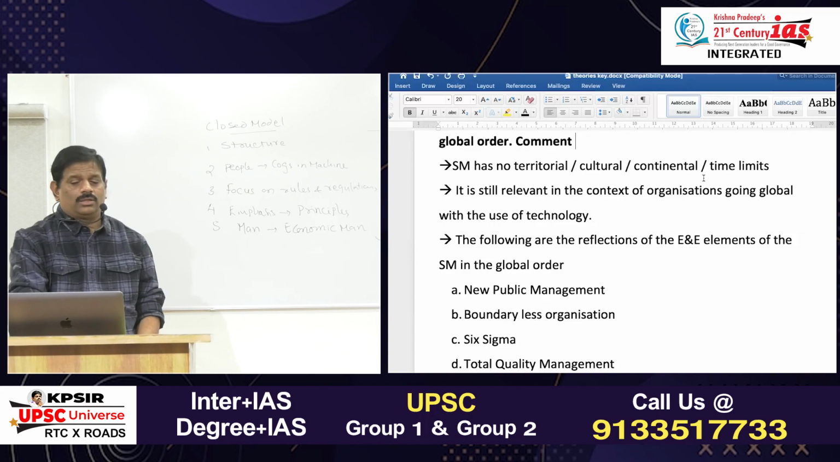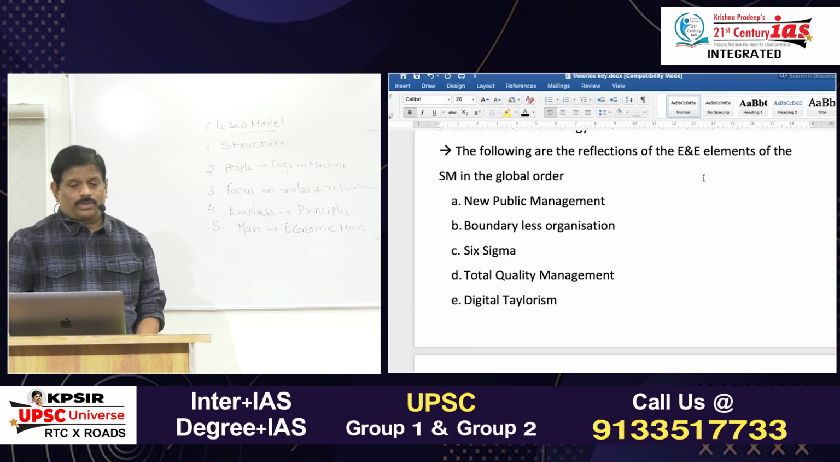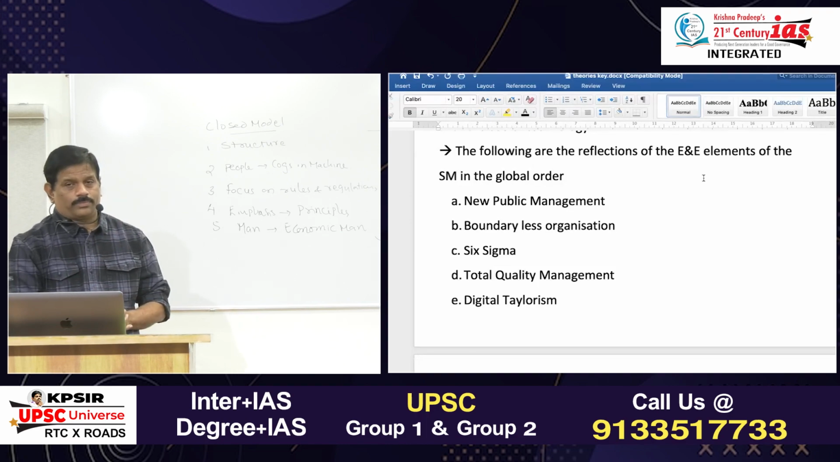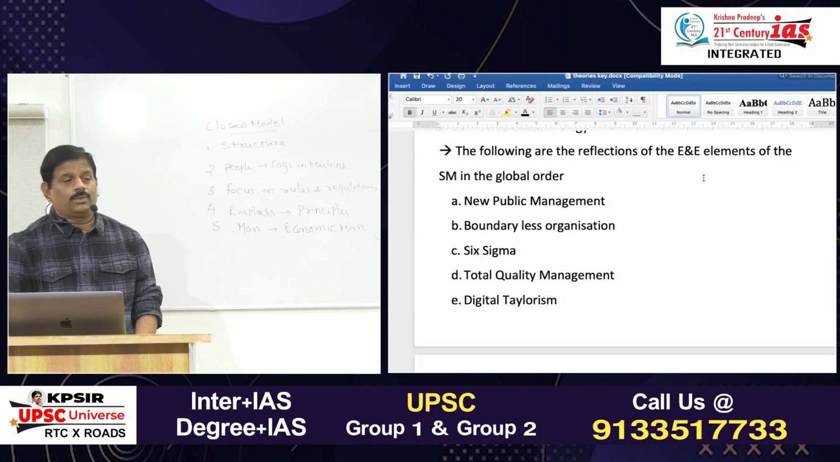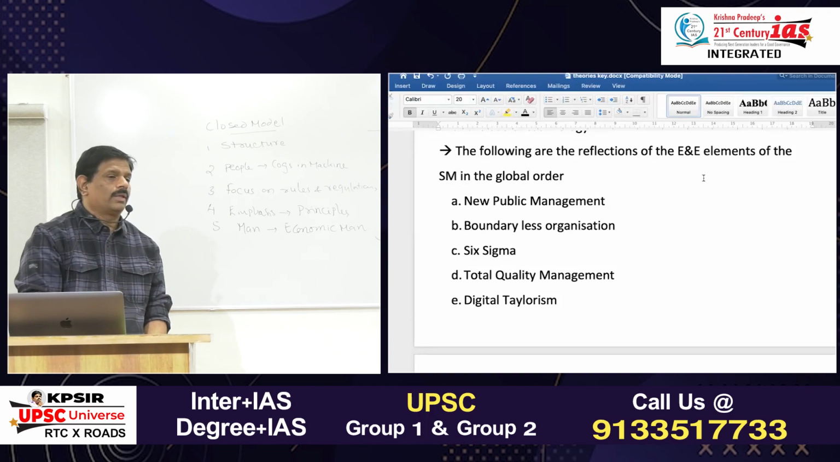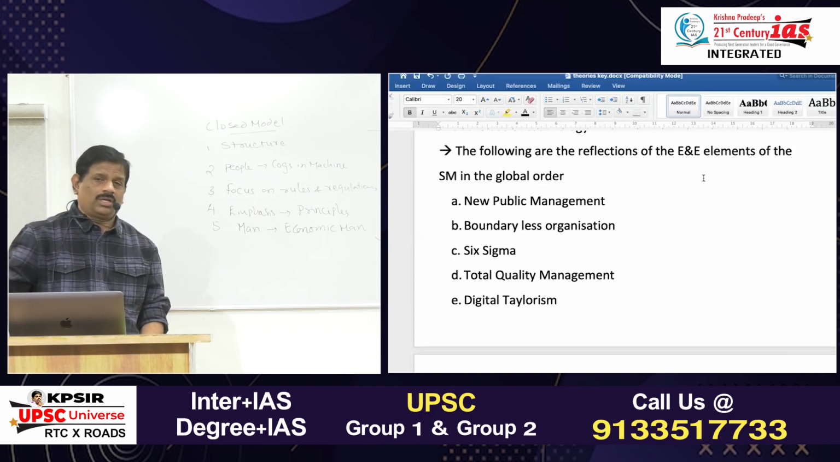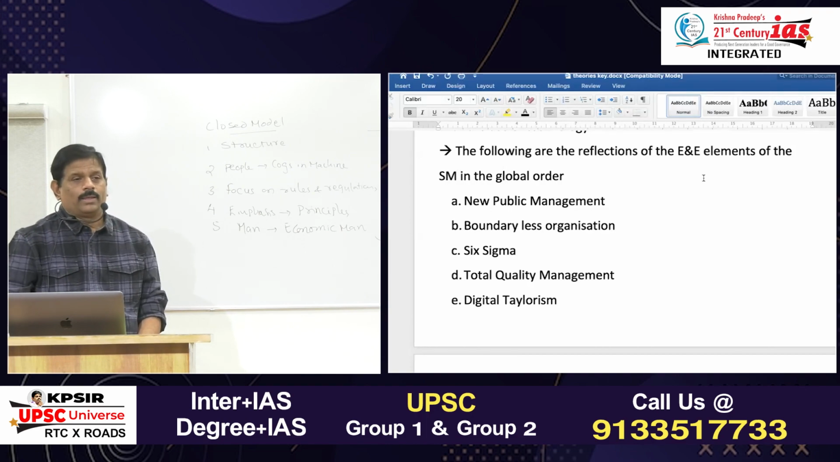And in the main body, you should talk about the reflections of efficiency and economy, which are the fundamental elements of scientific management, in the global order. Because efficiency and economy are the hallmark of scientific management. Scientific management was intended to reduce the cost of production and enhance the productivity. Reducing the cost of production on one hand, enhancing the productivity on the other hand, meaning in simple terms, efficiency and economy. This efficiency and economy are the reflections of the present global order also.